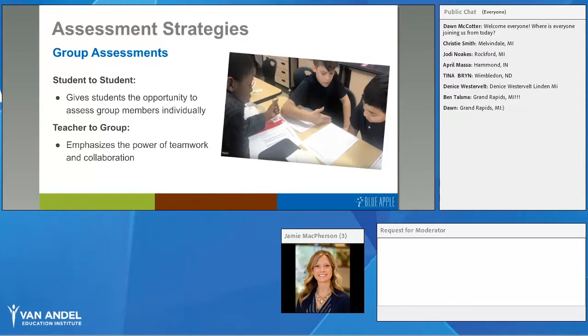We can also do this teacher to group. When we're meeting in our small groups, instead of talking specifically to each individual student, we can show the power of teamwork and collaboration and recognize the work they're doing as a team together. So group assessments are great in PBL.